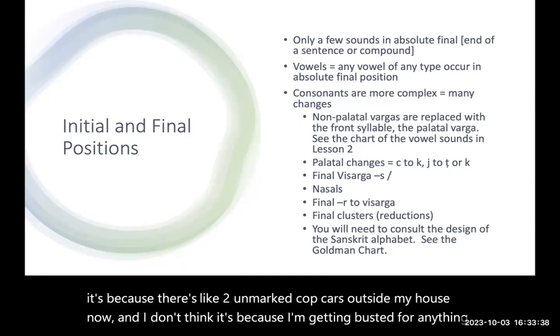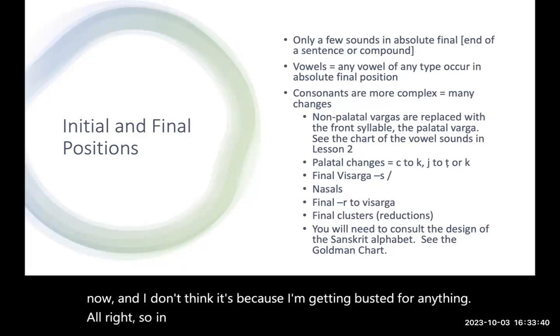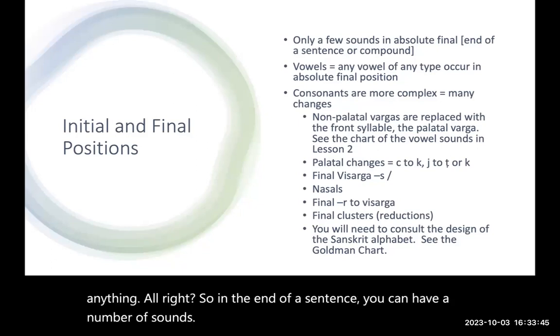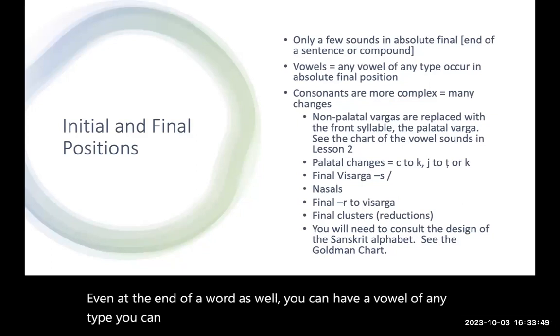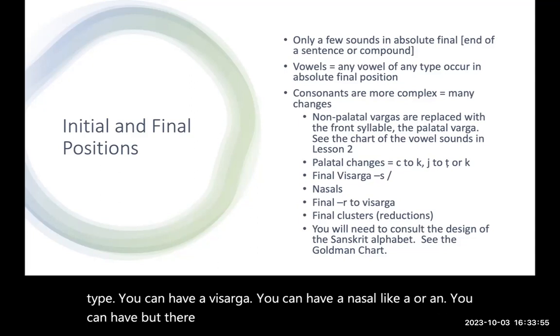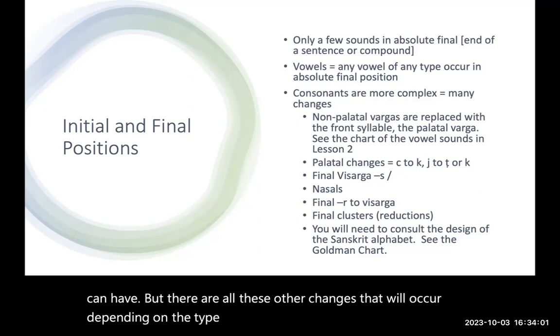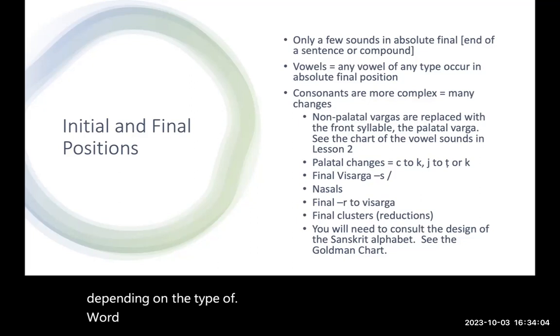All right, so at the end of a sentence, or even at the end of a word as well, you can have a number of sounds. You can have a vowel of any type. You can have a visarga. You can have a nasal. But there are all these other changes that will occur depending on the type of word that comes after another word. So I'm just not happy with the way I'm explaining this.